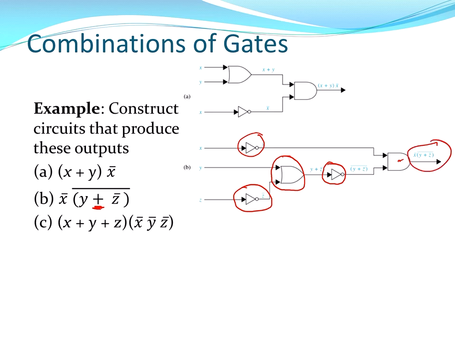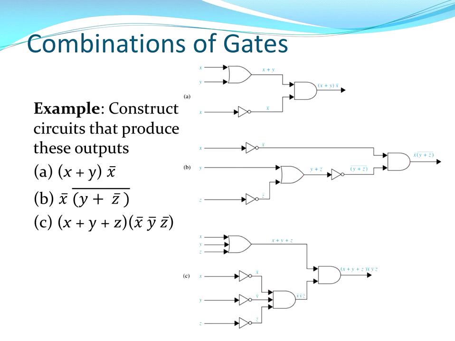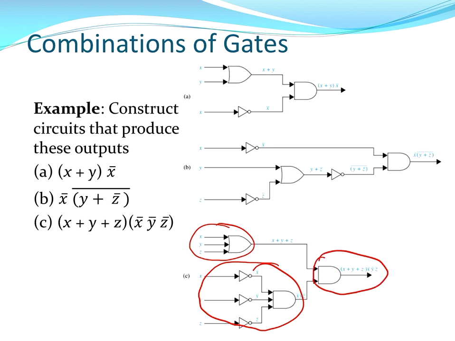Finally, in C, we have 3 variables going into an OR gate and 3 variables going into an AND gate after having passed through inverters. Here are my variables going into the OR gate. Here are my inverted variables going into the AND gate, and then I've got to multiply them together to get my final product. So those are some examples of creating logic circuits using Boolean expressions.